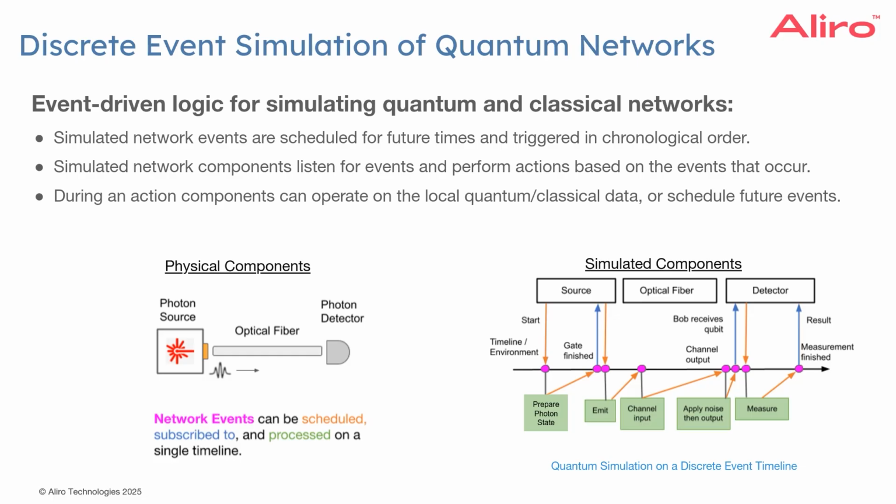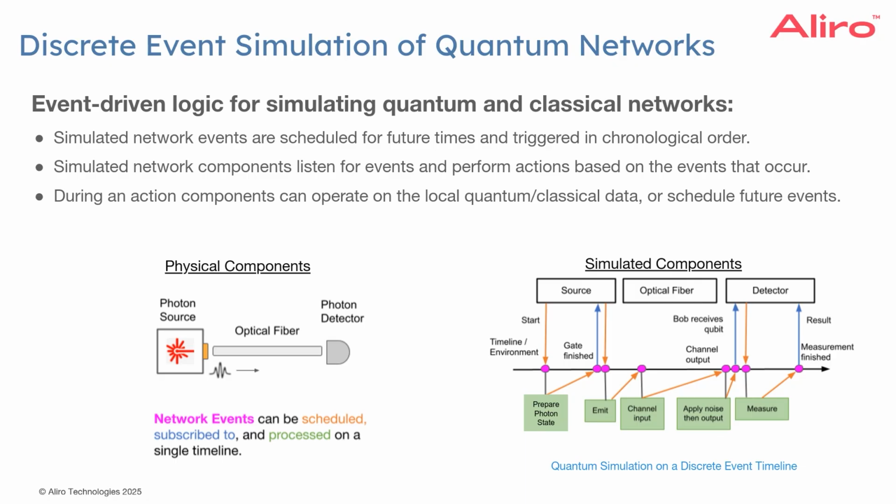Now, whenever an event occurs, we have these simulated components who are listening to particular events. If an event occurs that they listen to, they then have the option to perform some actions based on the event that occurs. Those actions can either be operating upon the local quantum or classical data that that device controls, or it can be used to schedule future events, which is how we iterate the time evolution of the system.